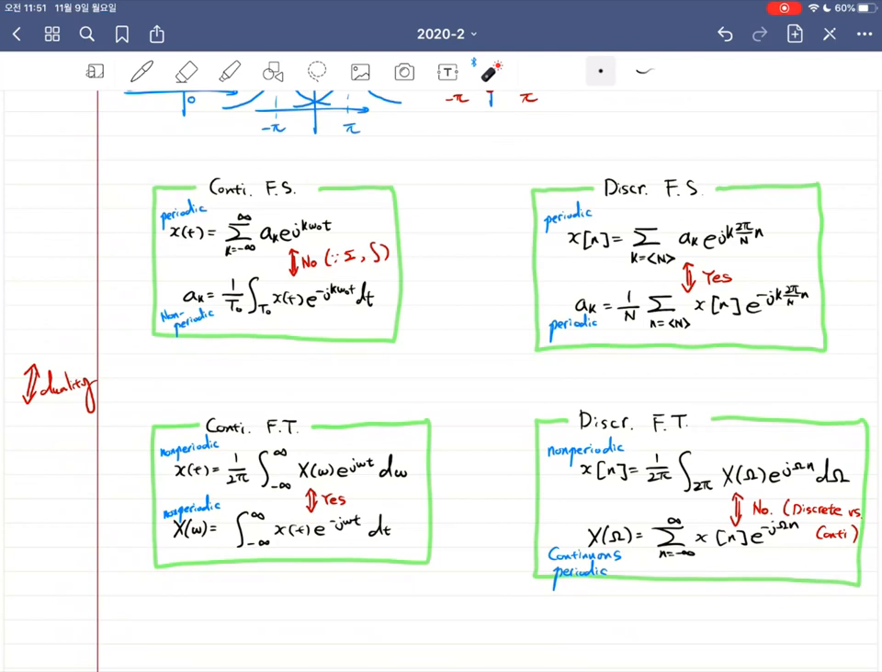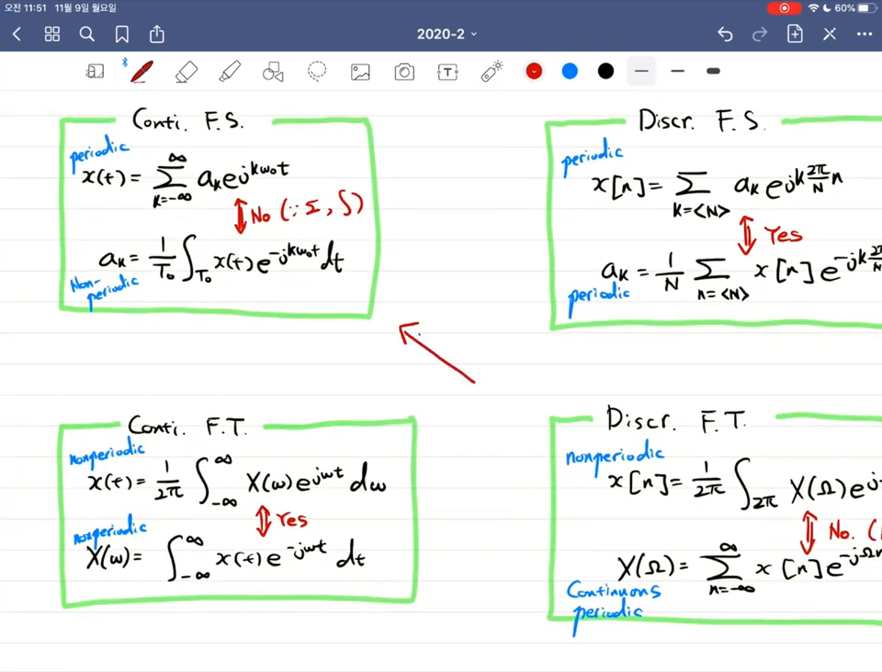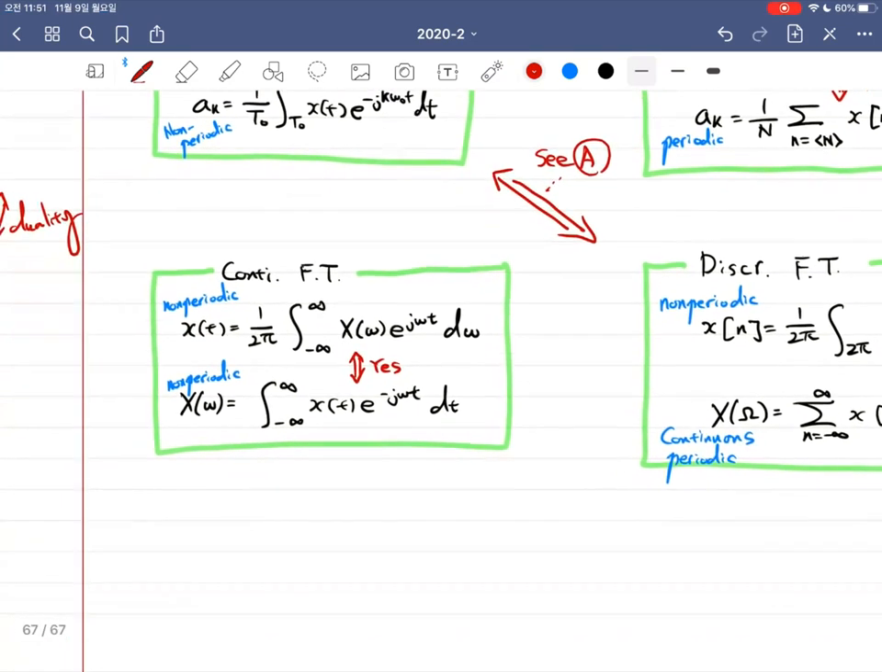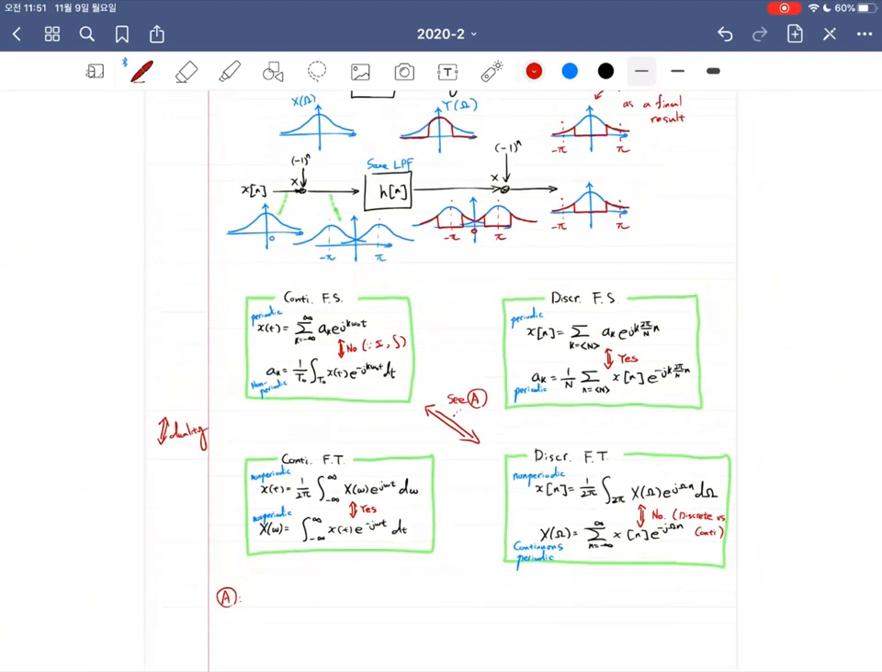Actually, you can find one more duality relationship among these four. So these are in the relationship of duality, and these are in the relationship of duality, so they are okay, and they are not okay. However, we can find between this and this a duality relationship. And I will describe it right here.